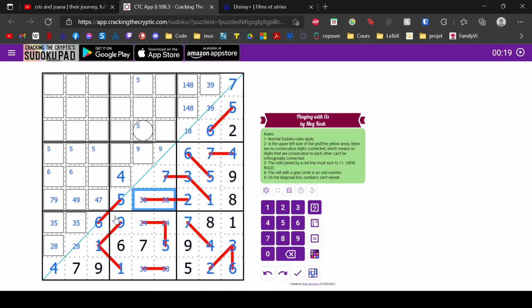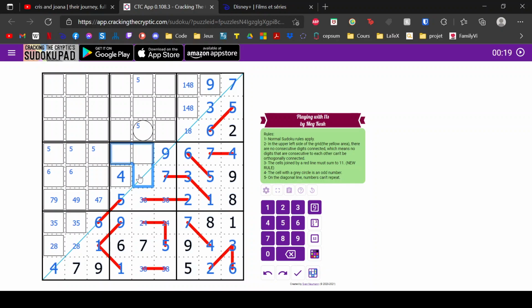The 3 is out of the diagonal, so the 3 has to be on the diagonal in this region. So that's the 3. That's the 9. So the 9 has to be on the diagonal. It's not, so it has to be on the diagonal in region 5. So that is the 9.